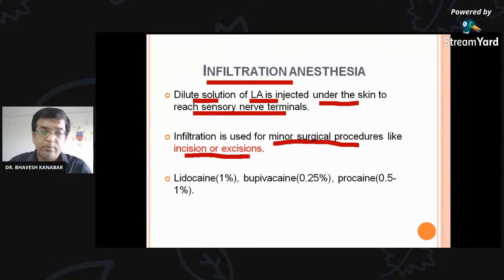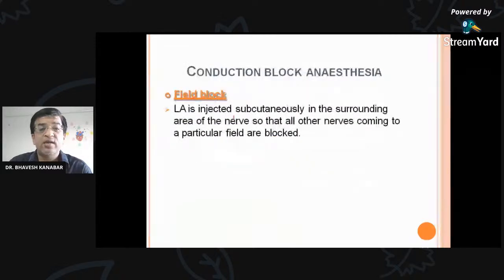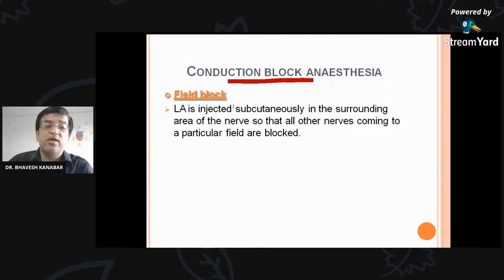That is excision. So lignocaine, procaine, and others are similar local anesthetics that are used. Then another is field block or conduction block anesthesia. Remember this well. We have discussed topical anesthesia, infiltration anesthesia, and conduction block anesthesia.